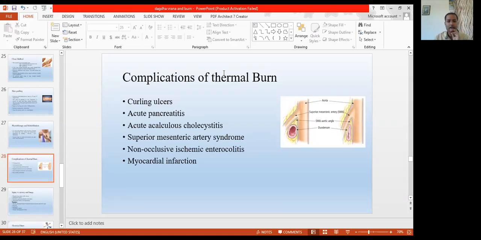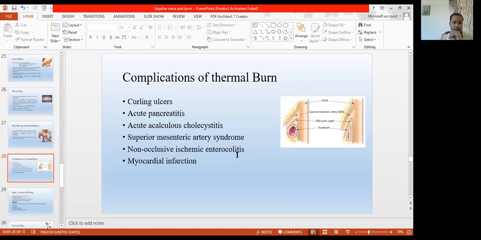And the last one, myocardial infarction, that may happen due to various causes, with a direct effect on the heart, the myocardial tissue, or an indirect effect, where the cardiac output increases very much due to hypovolemia, and the heart itself goes into ischemia and infarction. So these are the few complications which may happen in thermal burn conditions.